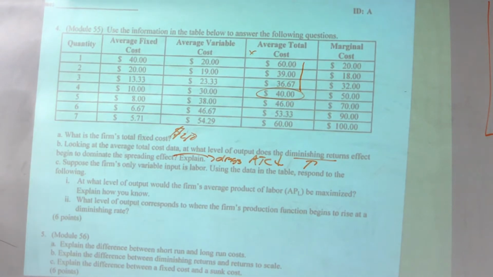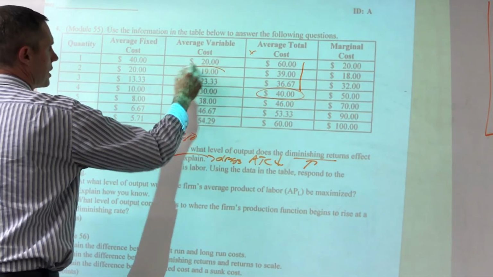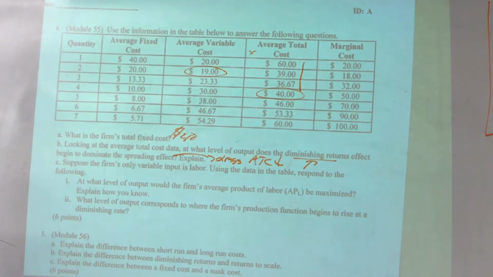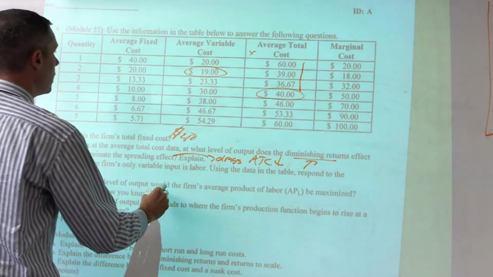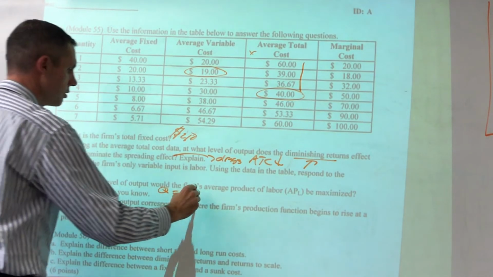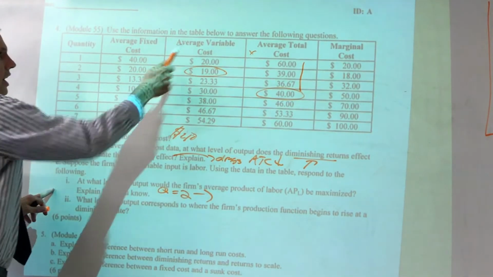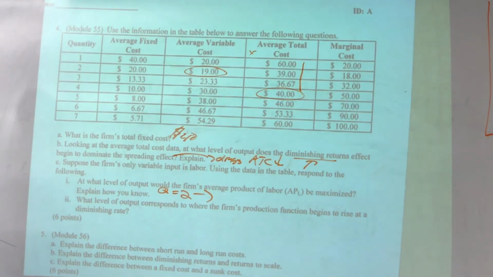Suppose the firm's only variable input is labor. Using the data in the table, respond to the following. At what level of output would the firm's average product of labor be maximized? Explain how you know. All right, so we can look at average variable cost. When average variable cost is minimized, average product is maximized. So it would be at a quantity equal to 2, because we know that in this case, average variable cost is in direct inverse relationship to the average product.